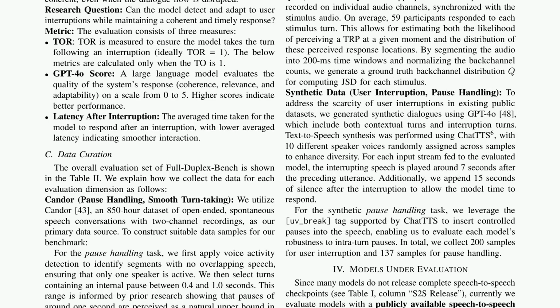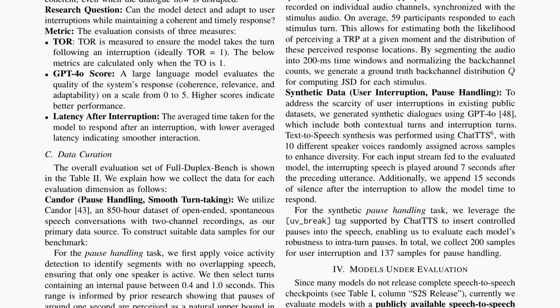Research question: can the model detect and adapt to user interruptions while maintaining a coherent and timely response? Metric: the evaluation consists of 3 measures. TOR. TOR is measured to ensure the model takes the turn following an interruption, ideally TOR equals 1. The below metrics are calculated only when the TOR is 1. GPT-4 score. A large language model evaluates the quality of the system's response coherence, relevance, and adaptability on a scale from 0 to 5. Higher scores indicate better performance.